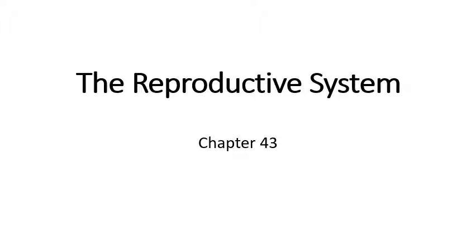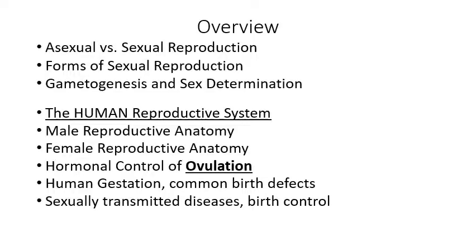This lecture is about the reproductive system, the human reproductive system, and more information can be found about it in chapter 43. Just to give you an overview of what I'm going to talk about, the first set of things I'll talk about are some of the other methods of reproduction that other forms of animals on Earth use.